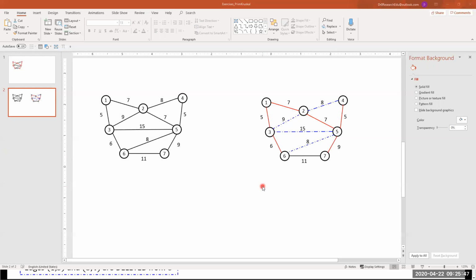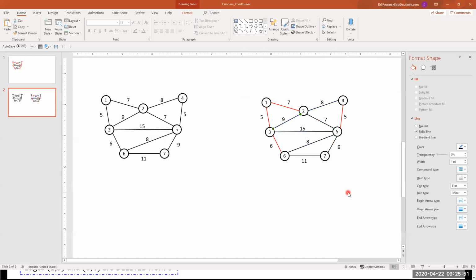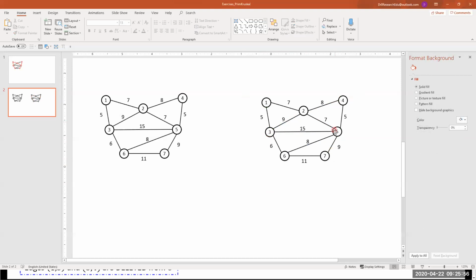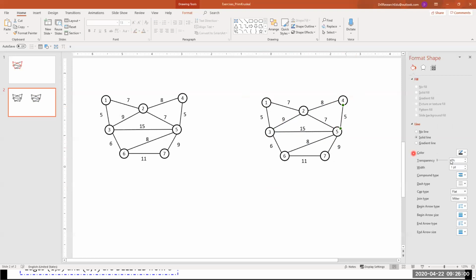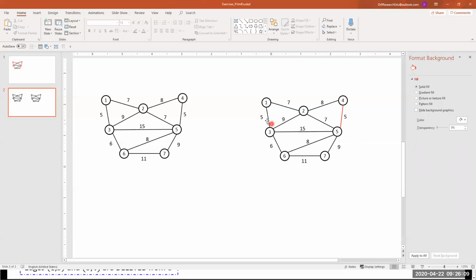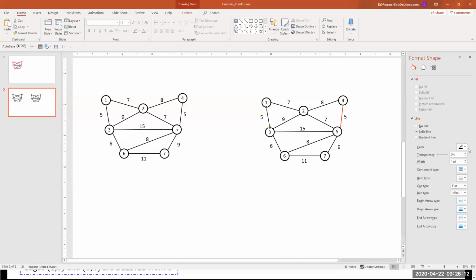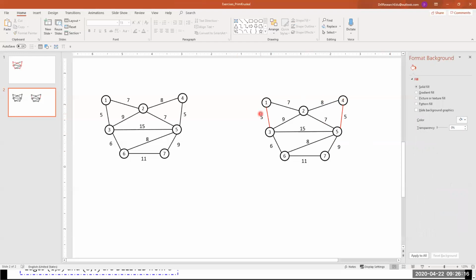Okay, now let's try something else. Because in the beginning, we selected 1, 3 first, right? And indeed, there's a tie. What if we start from 4, 5 instead of 1, 3? What's going to happen? It should give you the same answer. Let's have a look. So first, we start from 4, 5. Okay, so we choose 4, 5. And then in the next step, we're gonna choose 1, 3, right? And there's no cycle at all, okay? You see the same.